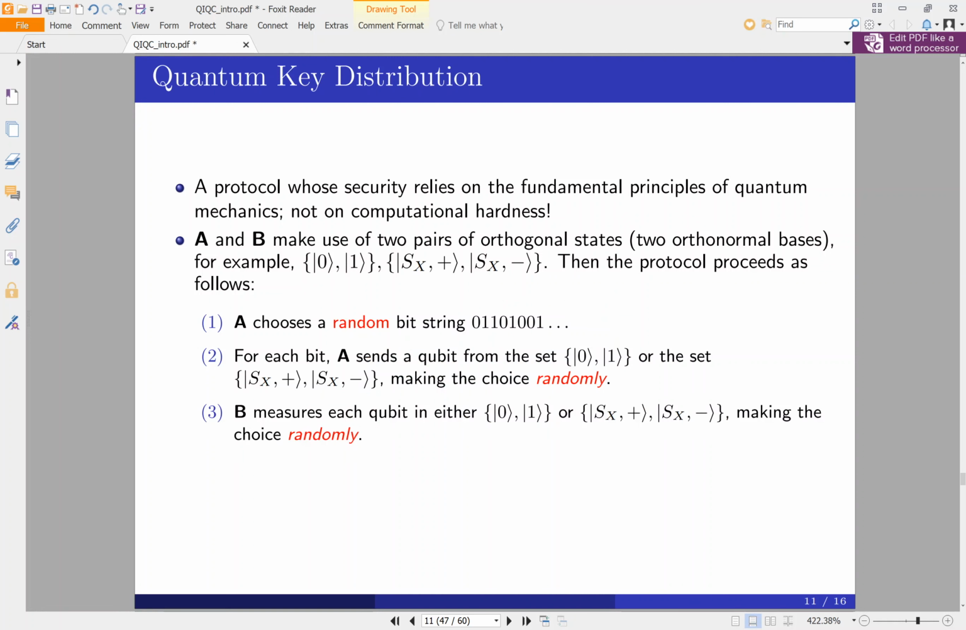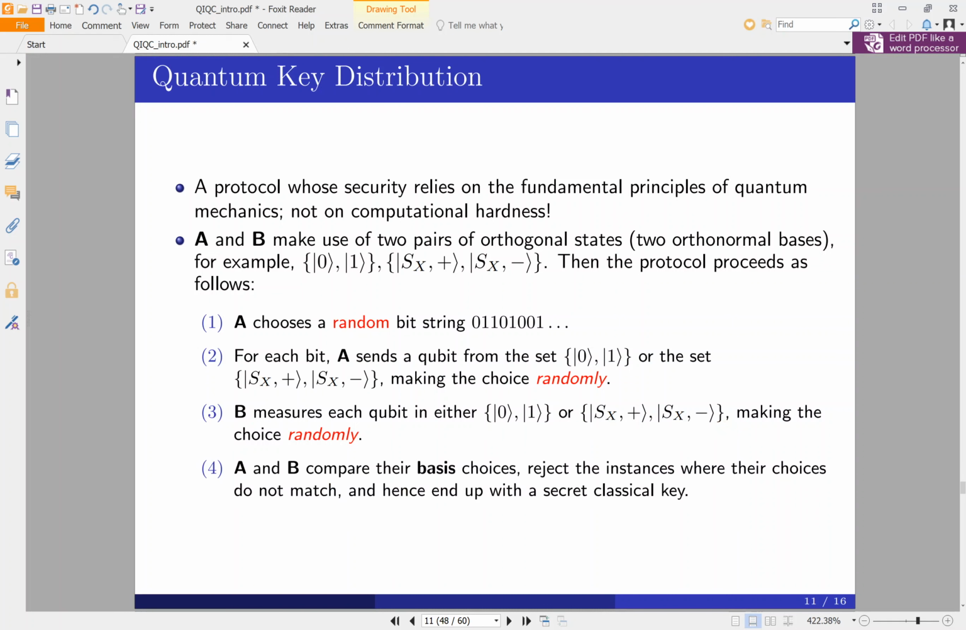So this is one new source of randomness. There's a second source of randomness: once she has sent the state to B, B has to retrieve the classical information, and in order to retrieve the classical information, B has to make a measurement. But now B has a choice of measuring either in the sigma z basis or in the sigma x basis. And again, B has to make the choice randomly, right?